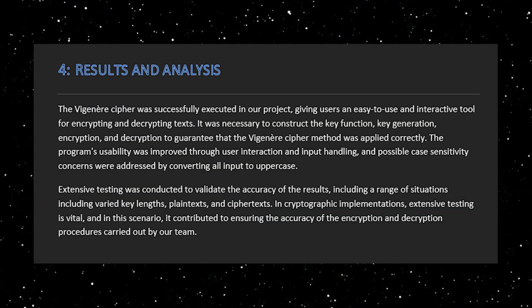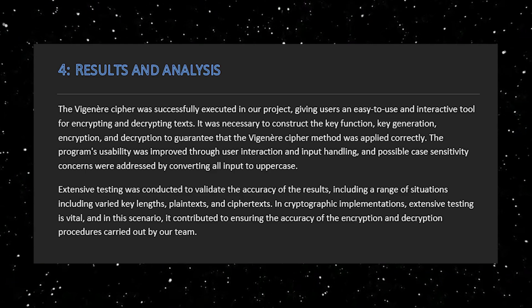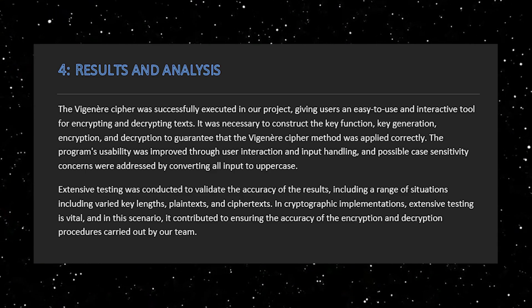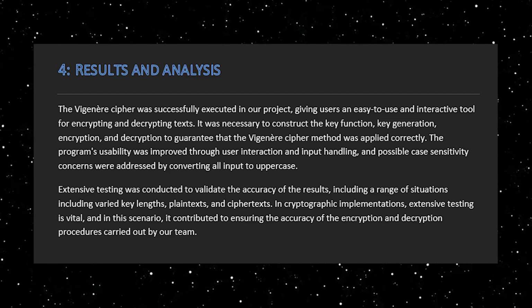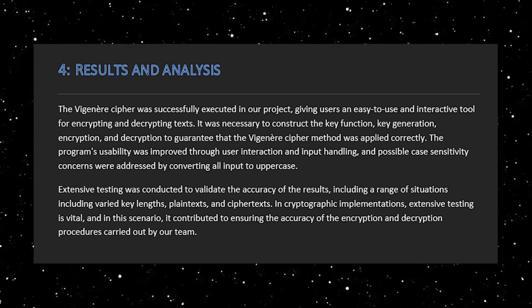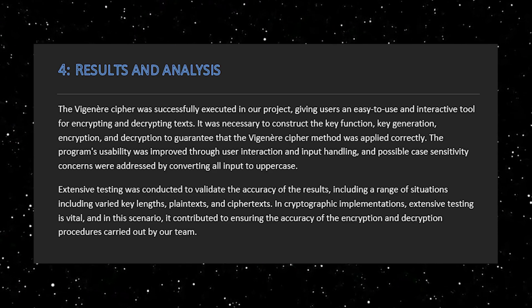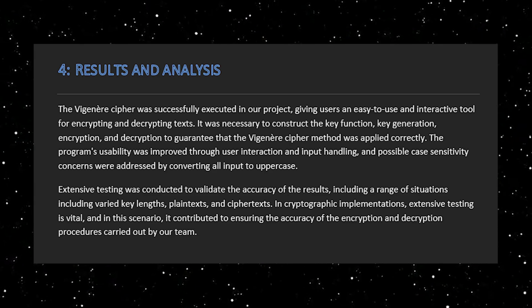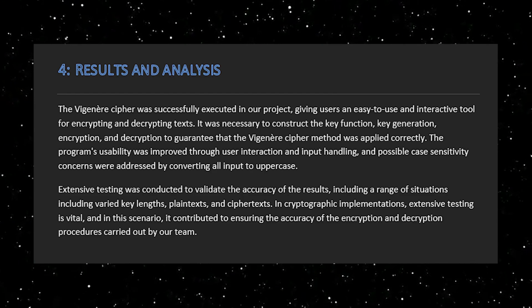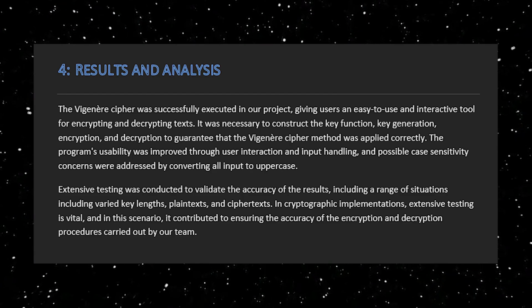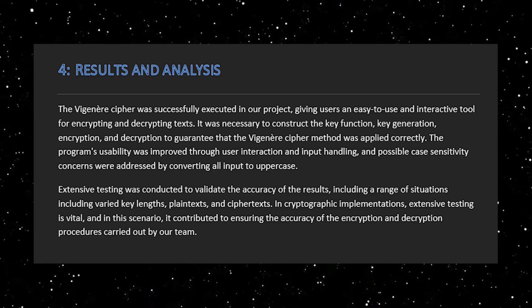Result and analysis. The Vigenere cipher was successfully executed in our project, giving users an easy-to-use interactive tool for encrypting and decrypting text. It was necessary to construct the key function. The key function generates the key for encryption and decryption to guarantee that the Vigenere cipher method was applied correctly. The program's usability was improved through user interaction and input handling, and the possible case sensitivity concerns were addressed by converting all input to uppercase.